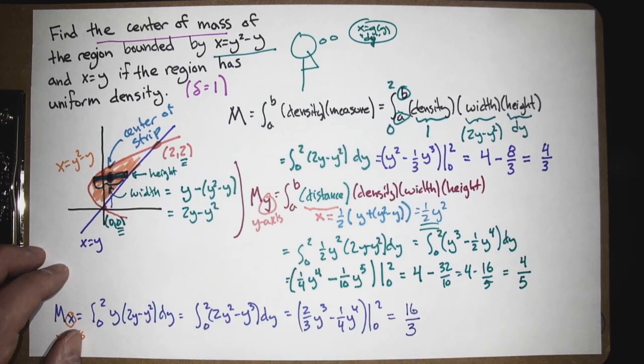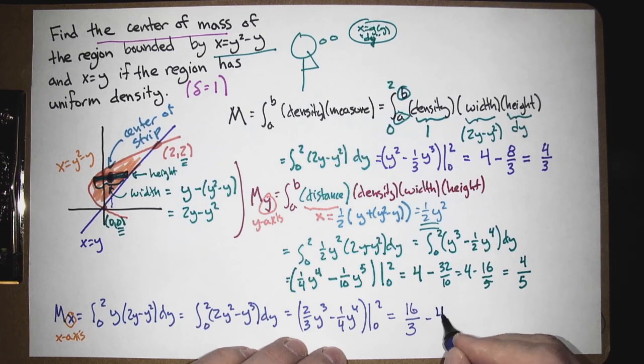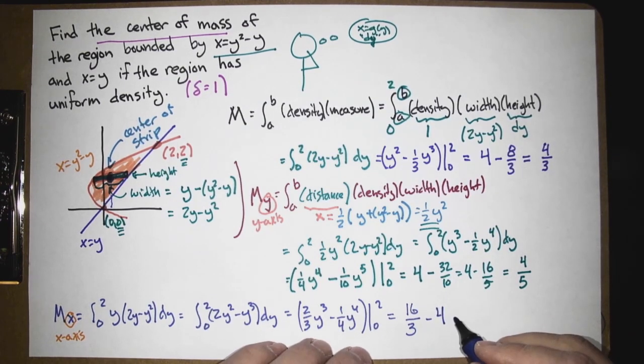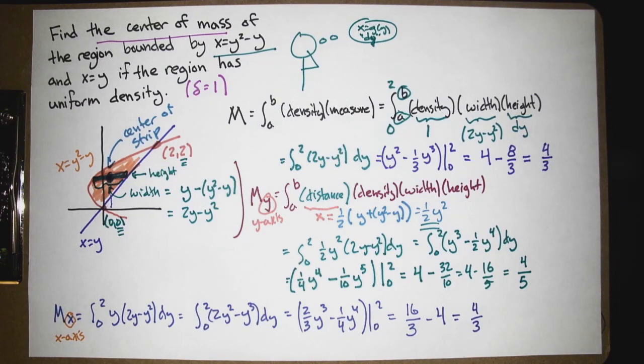16 over 3, 1/4 times 2 to the 4th, which is 4. 16 over 3 subtract 4 gives us, so that's 16/3 minus 12/3 gives us 4/3. All right, now we put it all together.